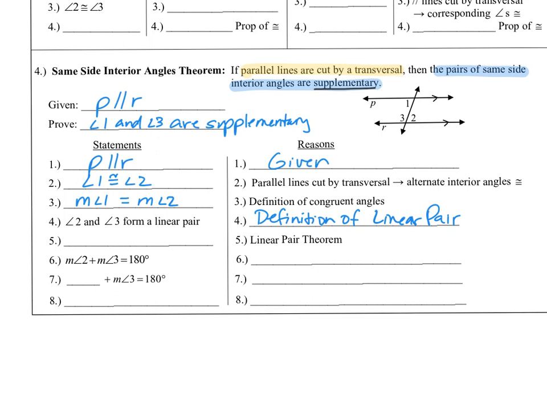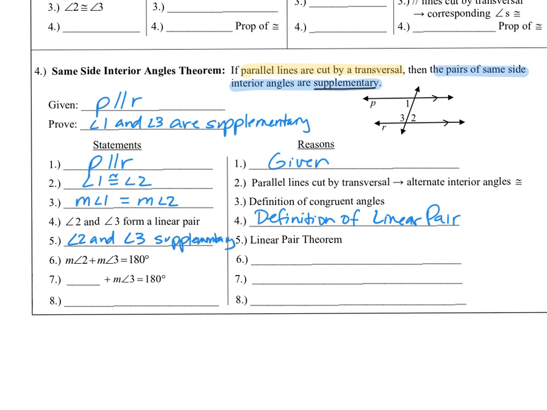Okay? Now, you'll recall in class we proved a theorem called the linear pair theorem that says if two angles form a linear pair, then they are supplementary. So I can say that angle 2 and angle 3 are supplementary.